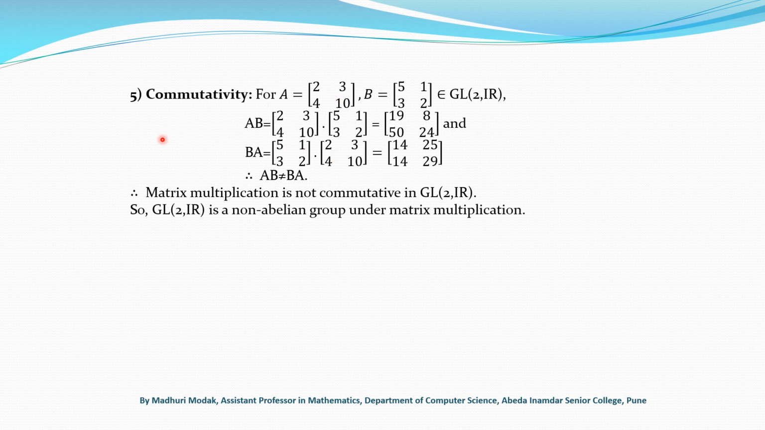Now by doing matrix multiplication we get AB as this matrix and BA as this one. But by equality of matrices, AB is not equal to BA. So matrix multiplication is not commutative in GL2R. So GL2R is a non-abelian group under matrix multiplication.